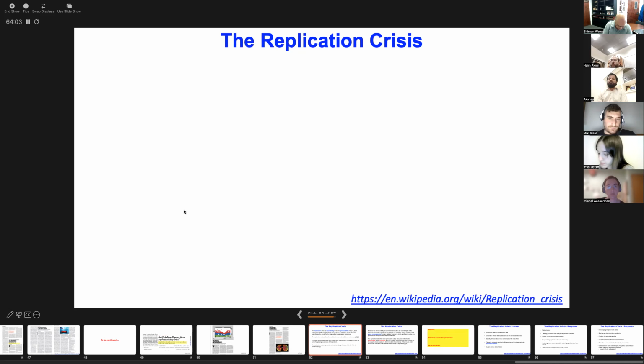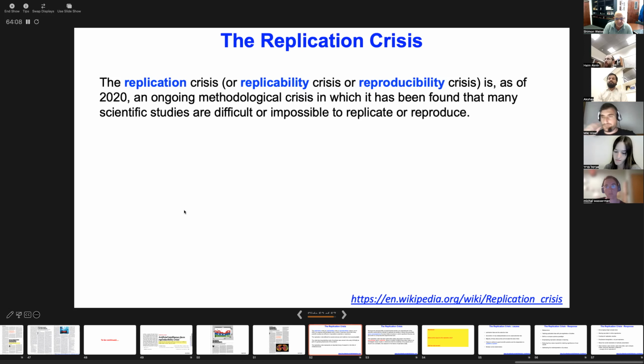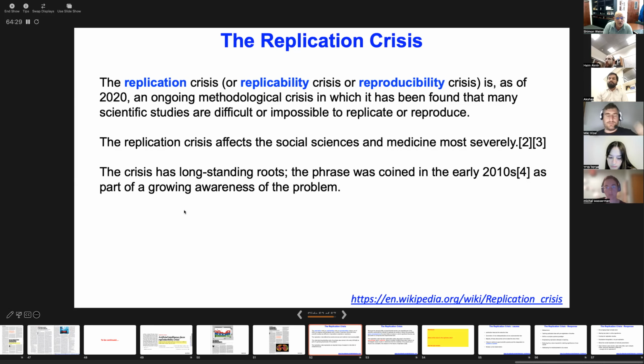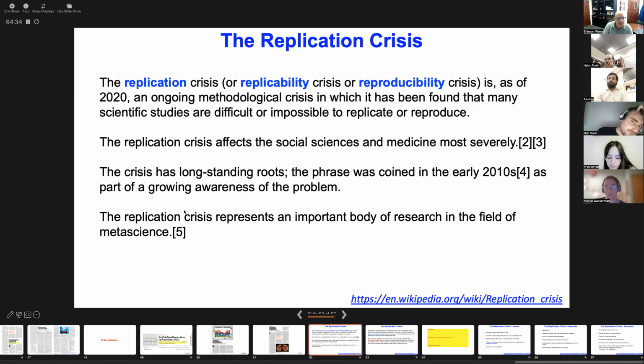So let's summarize this chapter on the replication crisis. The replication crisis is, as of 2020, an ongoing methodological crisis in which it has been found that many scientific studies are difficult or impossible to replicate or reproduce. The replication crisis affects the social sciences and medicine most severely. The crisis has long-standing roots. The phrase was coined in the early 2010s as part of growing awareness of the problem. The replication crisis represents an important body of research in the field of meta-science.